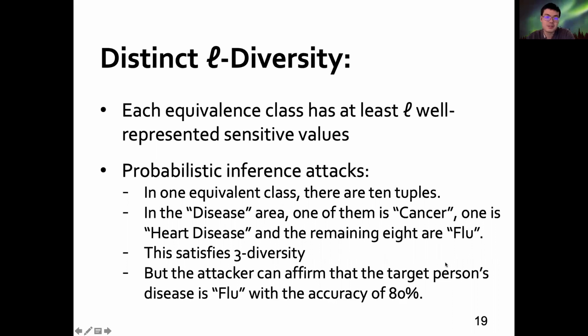So let's say your boss wants to know what disease that person has. You will always say flu because you will guess flu with 80% probability, right? Most likely you are correct, okay? So that means you can still do some better guessing and disclose some information, even though we have 3 different values, okay? Ideally, we want the percentage to be 1/3, right? 33%, not 80%.